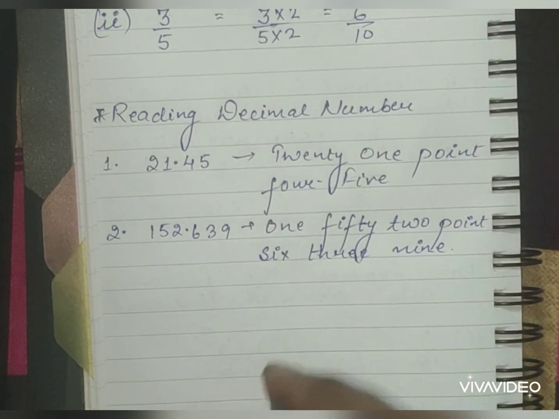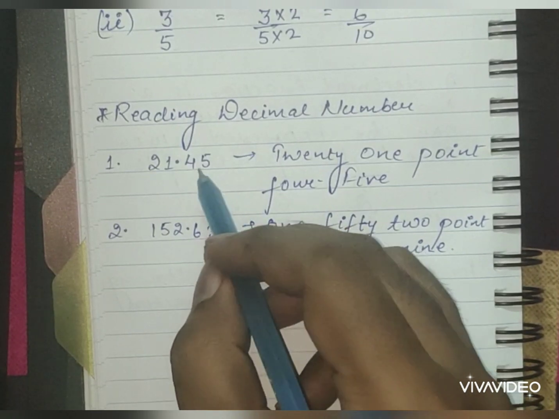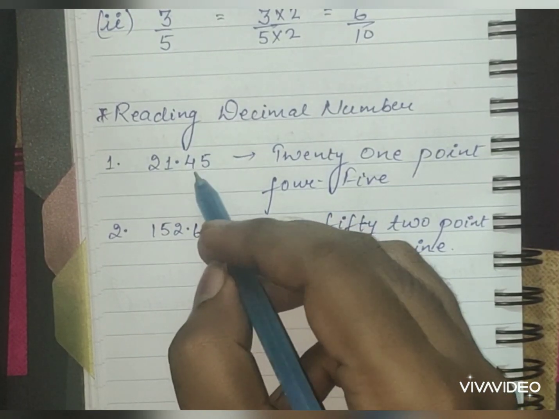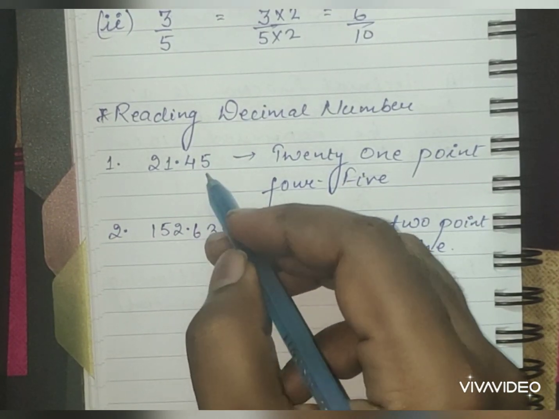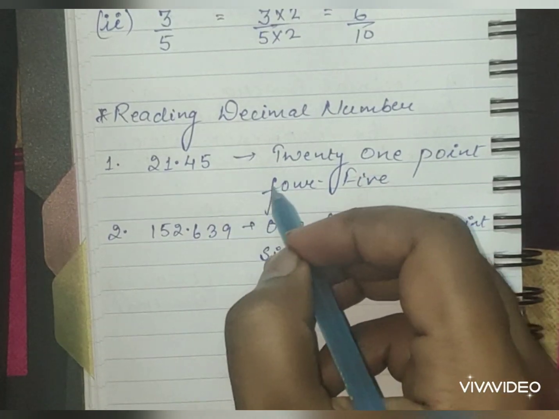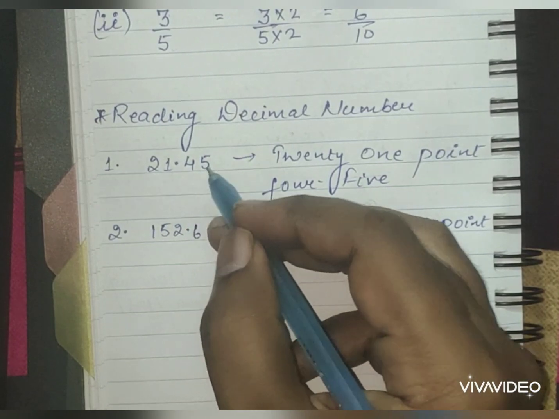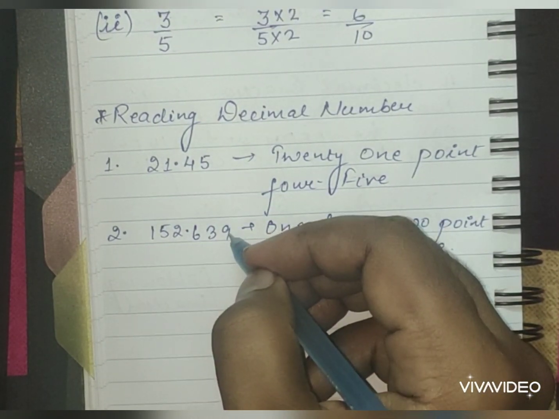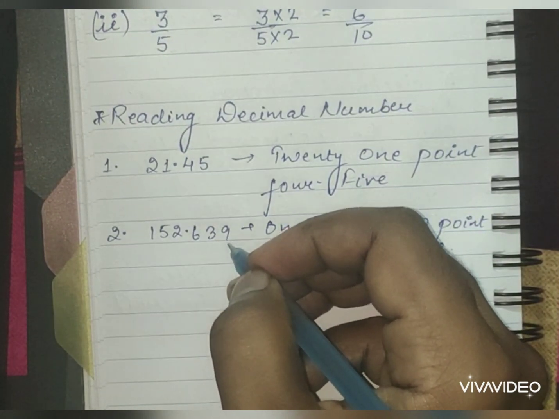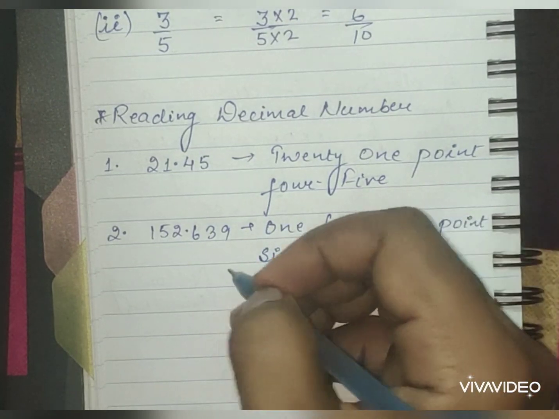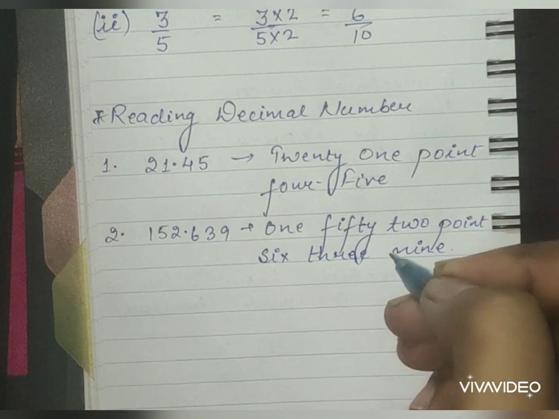Clear? See, students, after the decimal, the numbers which are given to you, for example 45, you will not read it as 45. They are read digit by digit. Suppose 4 and 5 are given, you will not read it as 45, it will be 4 and 5. And here 639 is given to you, so they are not read together, they are read separately. So 6, 3, 9. I hope you have understood it.